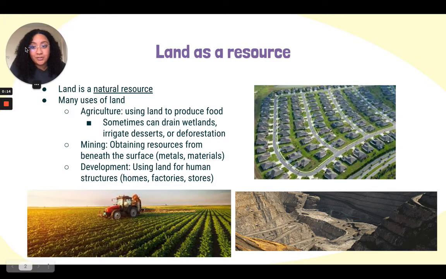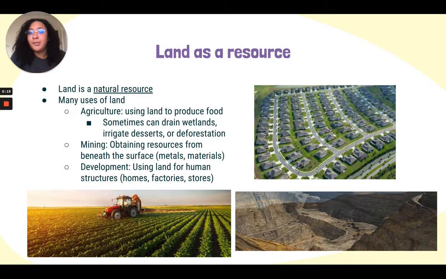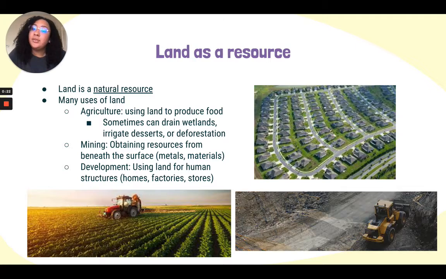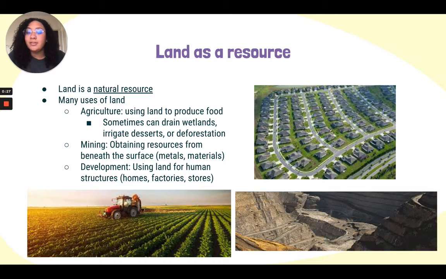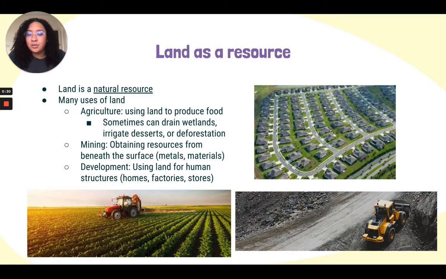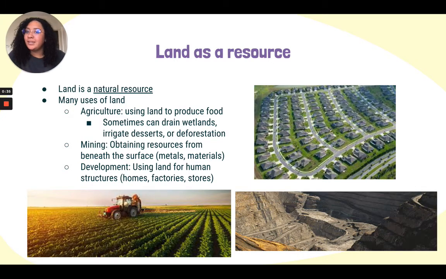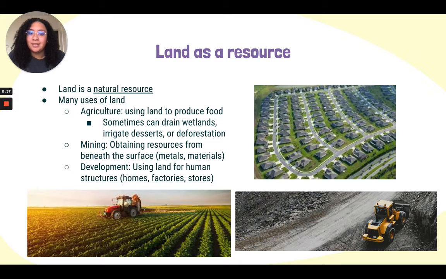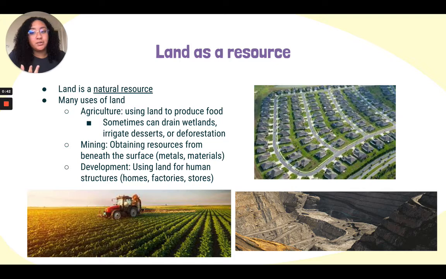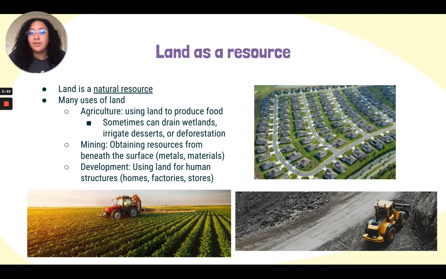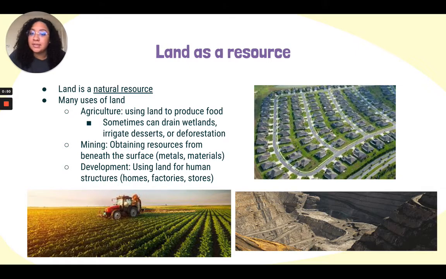So land is a natural resource. We're not contributing to land, but we do use land for a lot of different resources. So we can use it for agriculture, which is using land to produce food. Although that's a benefit to us, sometimes it could drain wetlands, irrigate the deserts, or cause deforestation. We could also use land for mining, so obtaining resources beneath the surface, like metals, fossil fuels, those things.